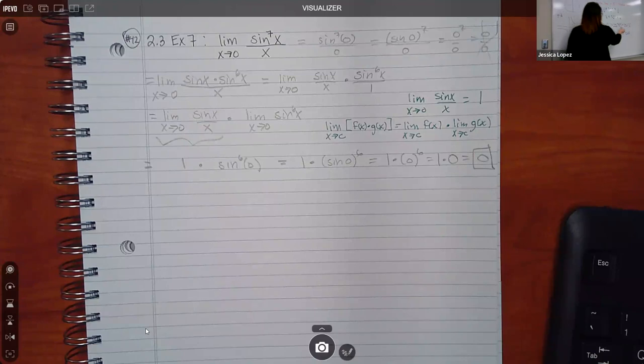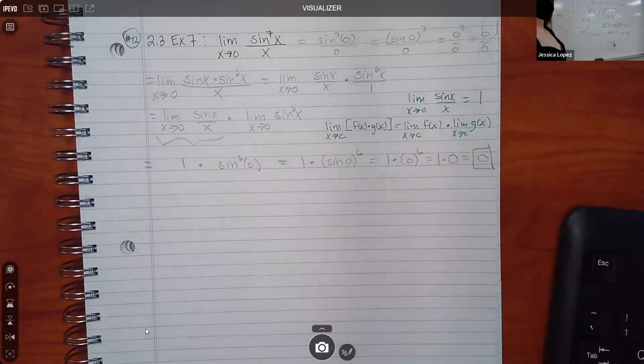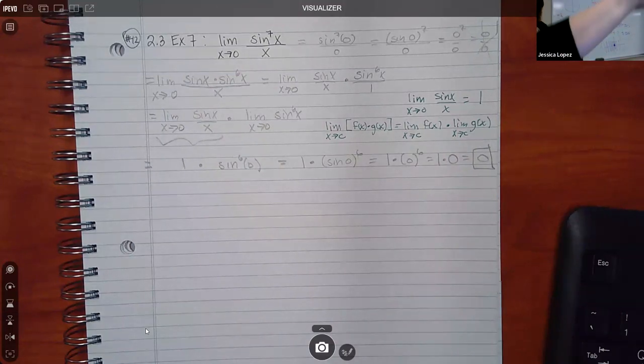But if I did look at the graph of this, it's so weird. It looks like a regular sine function up here, but then it starts to get really, really condensed. And if you look at it in the graph, it's so condensed right here, it just looks like a bunch of black in there. But if you were to zoom in, you'll notice that it actually has a shape at the one. You have to really zoom in there.